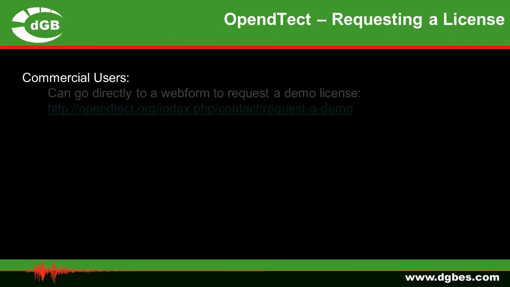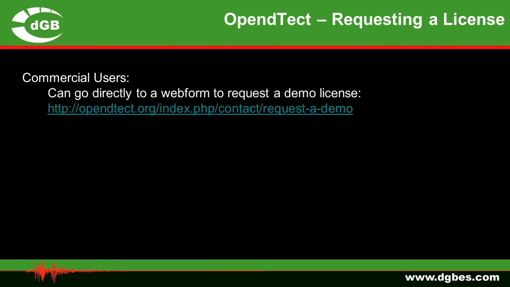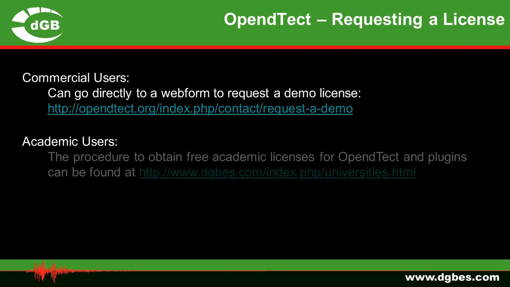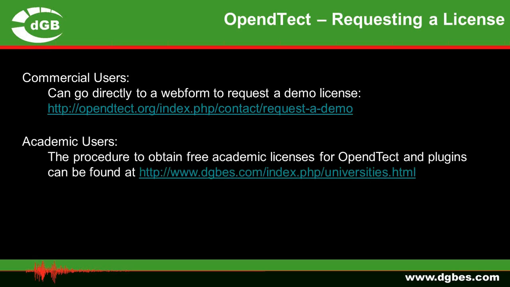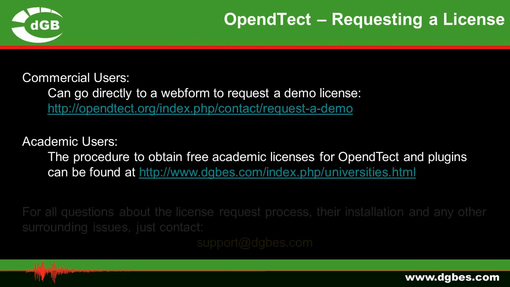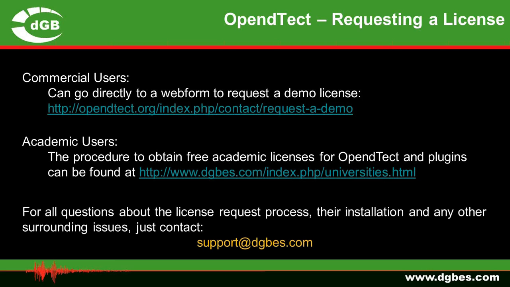Now, the process of requesting a license is quite simple. For commercial users, you can go directly to a web form to request a demo or evaluation license at this address here. And for academic users, the procedure to obtain the free academic license and the plugins can be found at this address here. And for all questions about license, its request process, installation, and any other surrounding issues, please just contact us at support@dgbes.com.